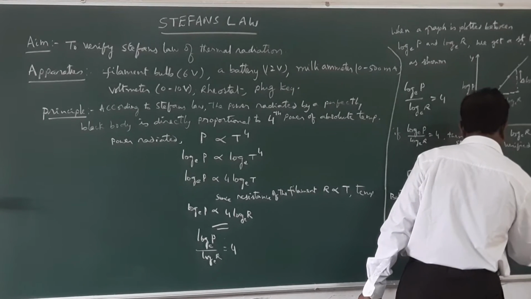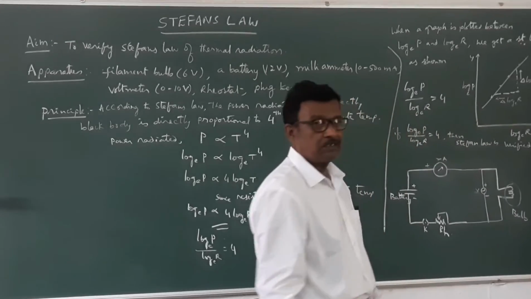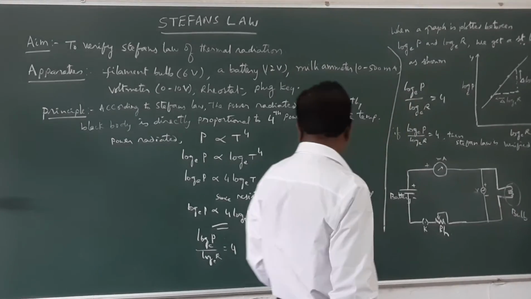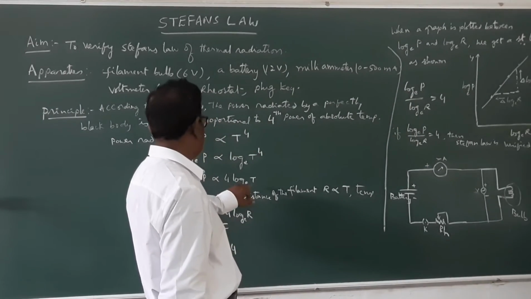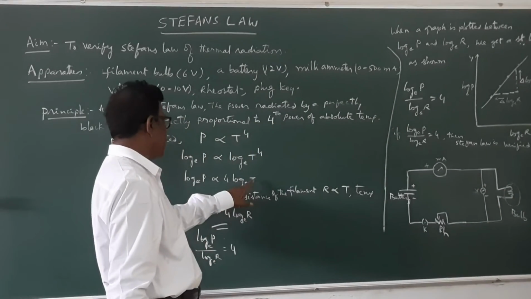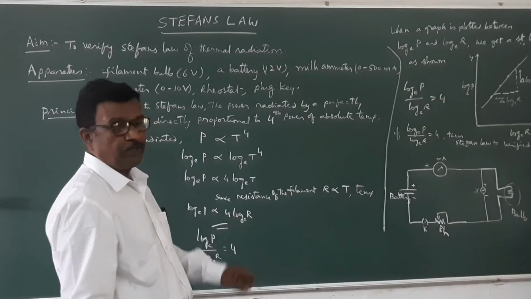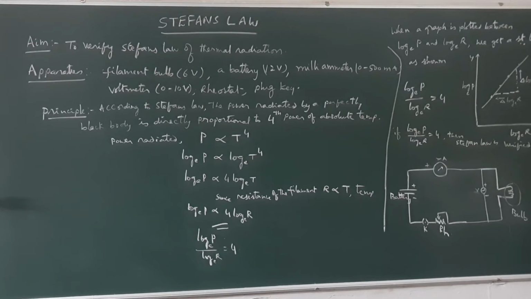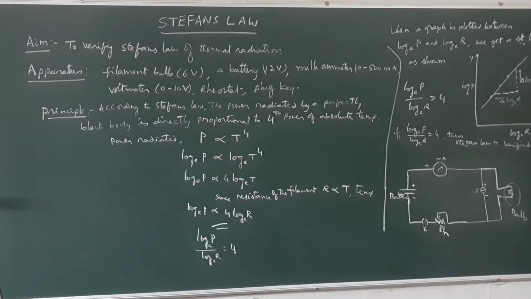This is our electric bulb. Since we cannot measure the temperature of the bulb directly, we are comparing that temperature in terms of resistance of the filament. So that is the circuit diagram regarding Stefan's law. Now let us see the tabular form required for verification of Stefan's law.